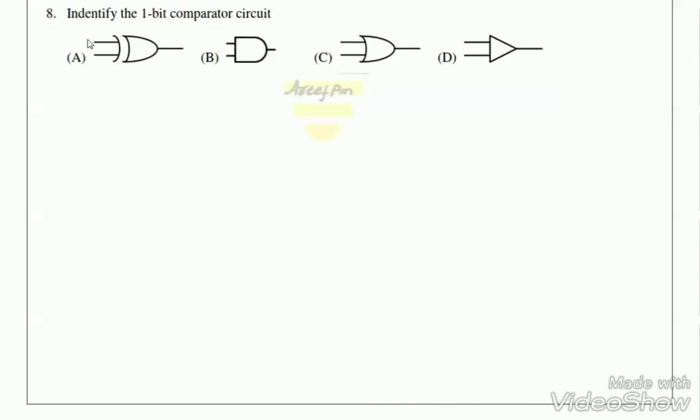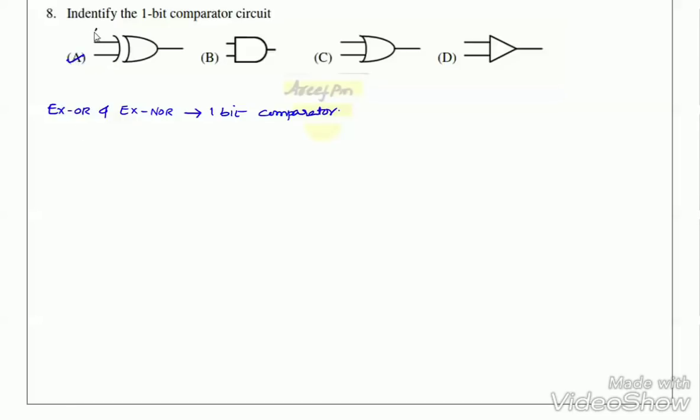The next question, identify the 1-bit comparator circuit. So for this the solution is normally XOR and XNOR is used as 1-bit comparator. Okay, so directly we can say the option A is here. Okay, we can cross check it.